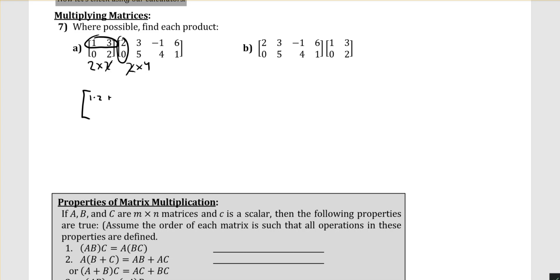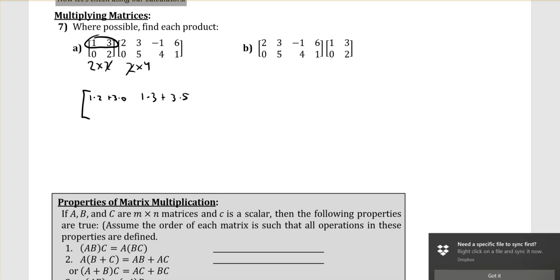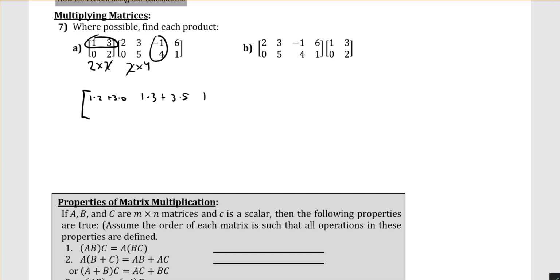So 1 times 2 plus 3 times 0. Now I'm just going to keep going across with my rows, so it's going to be with my columns. 1 times 3 plus 3 times 5. 1 times negative 1, and then 3 times 4, and we're going to add those together. And then finally, 1 times 6 plus 3 times 1. And that's the end of the first row.